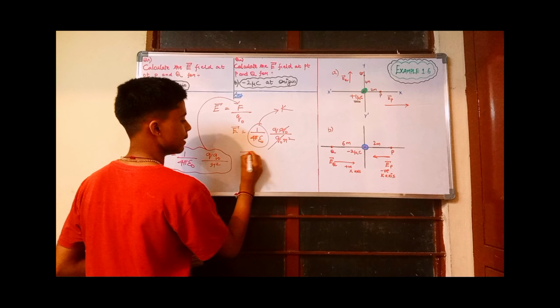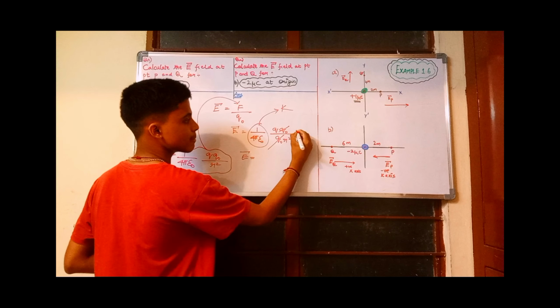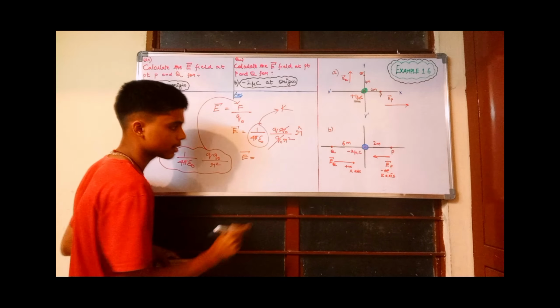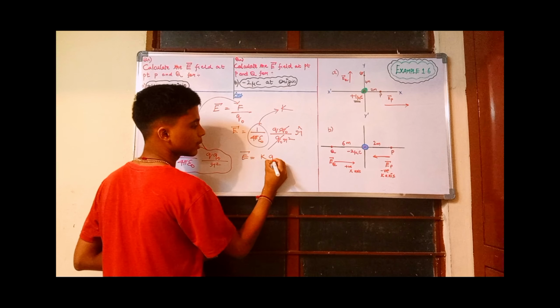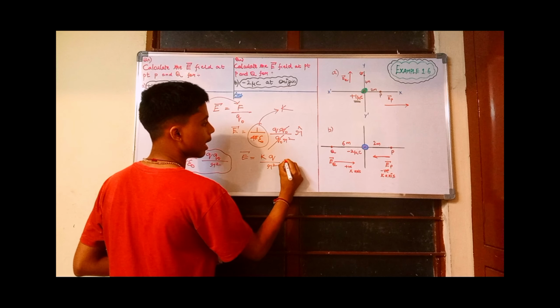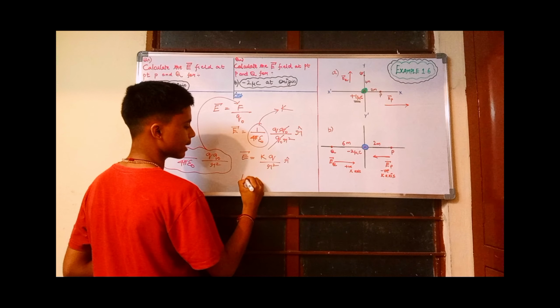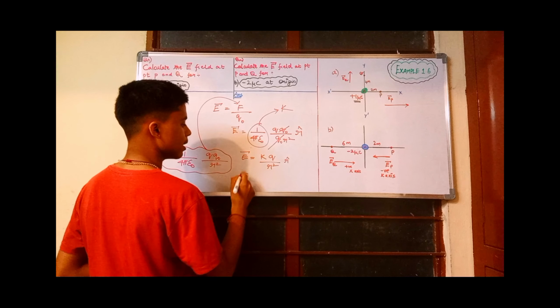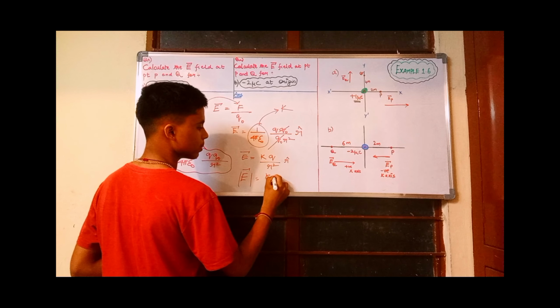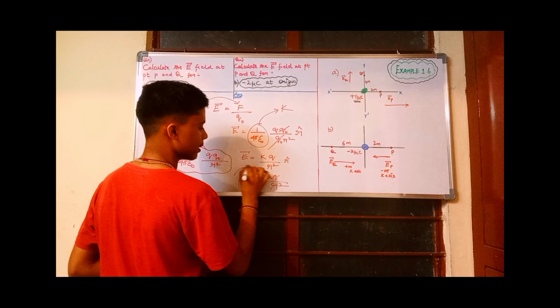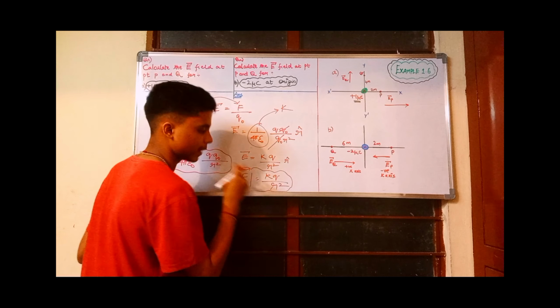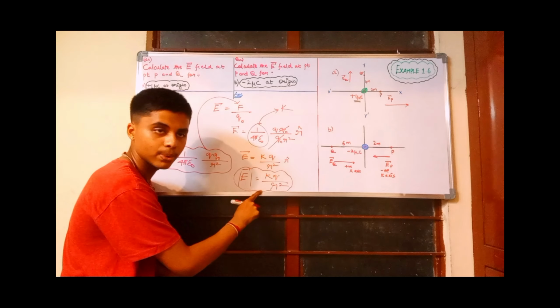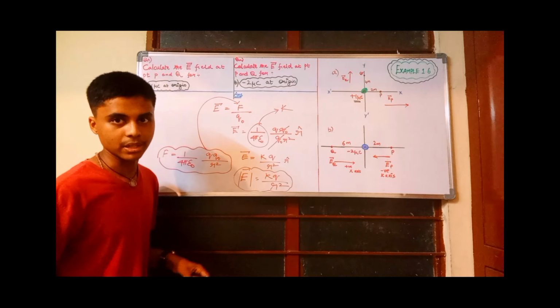When I write the vector symbol, the unit vector is very important. E vector is equal to K into Q by R square R cap. In magnitude form, I can write K into Q by R square, and I should not mention the unit vector. This formula I'm going to use to get the answers for these two questions.